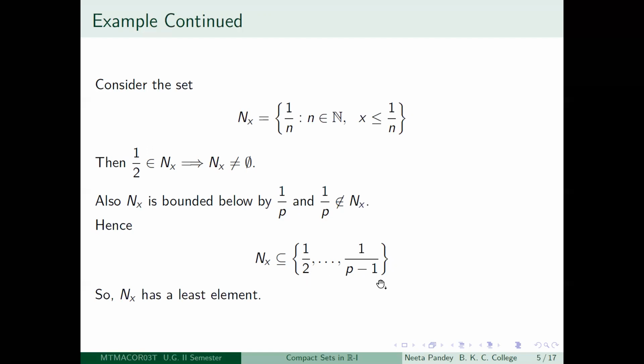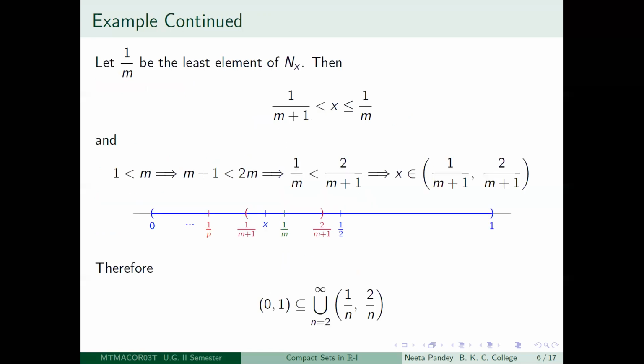2 and you go till p minus 1. So you have p minus 2 elements, right? If you had started with 1, then there would have been p minus 1 elements. So you are leaving out 1. 1 is not there. It is actually not there. So there are p minus 2 elements and Nx is a subset of that. So therefore, Nx is a finite set. So since it is a finite set, it will have a least element.